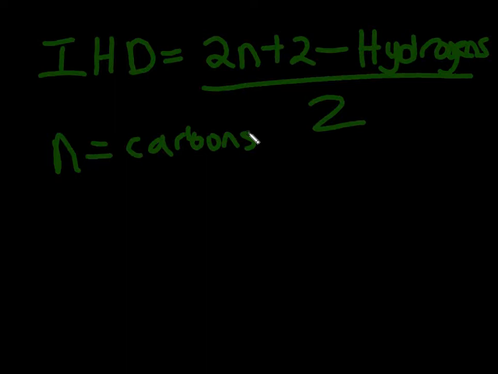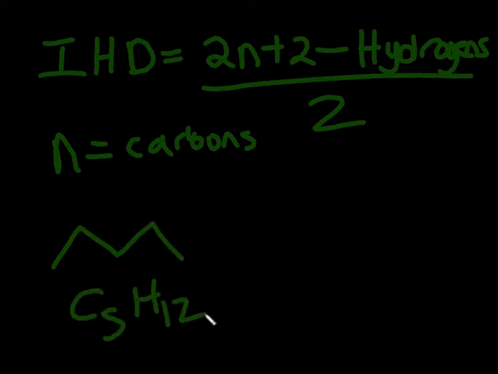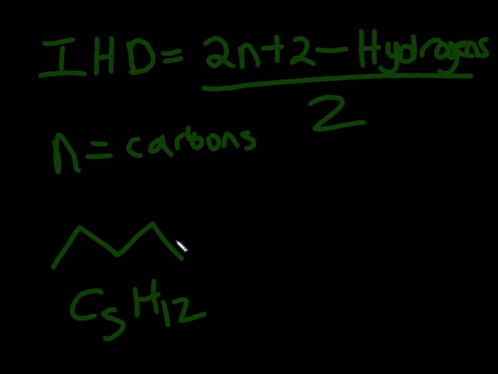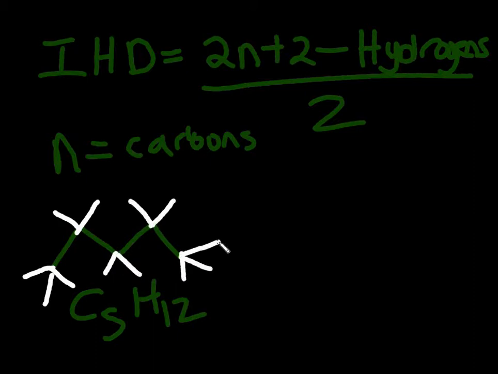Okay, so let's look at an example. Let's get a pentane, which is C5H12. We know that we have 5 carbons: 1, 2, 3, 4, 5. We have 2 methyls, so we know that there's 1 methyl. 1, 2, 3, 4, 5, 6, 7, 8, 9, 10, 11, 12. There are 12 hydrogens, therefore C5H12.